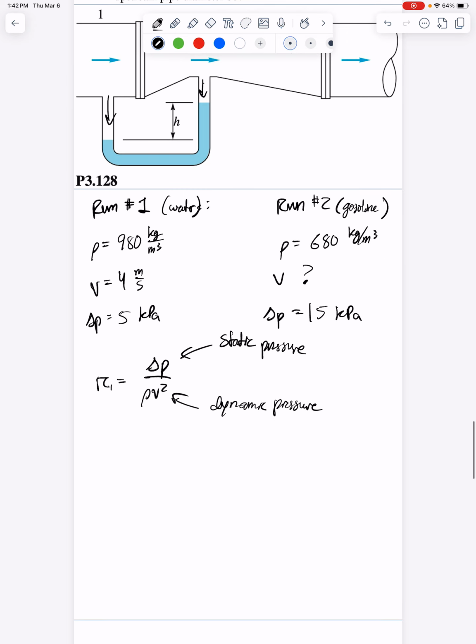So let's first solve for the pi group for run 1. For run 1, we have a pressure difference of 5,000 divided by rho of 980 kilograms per cubic meter times a velocity of 4 meters per second squared. As a result, you will get a pi value of 0.3189.